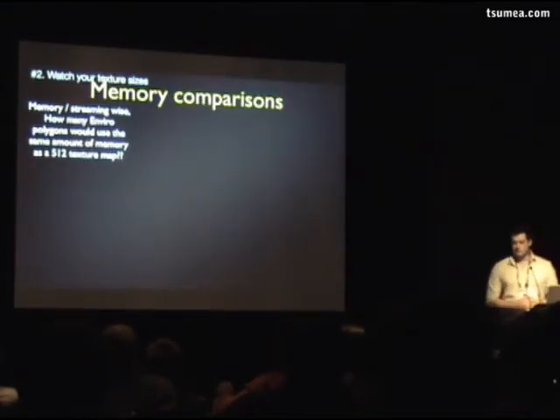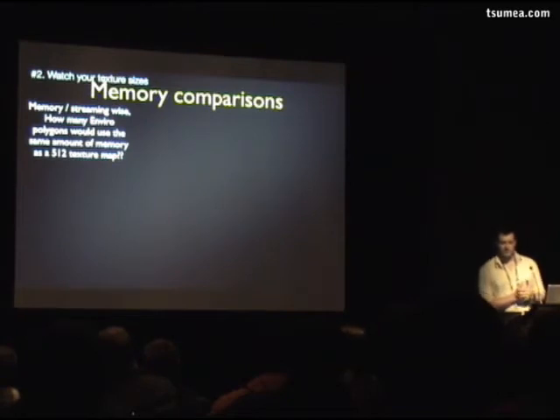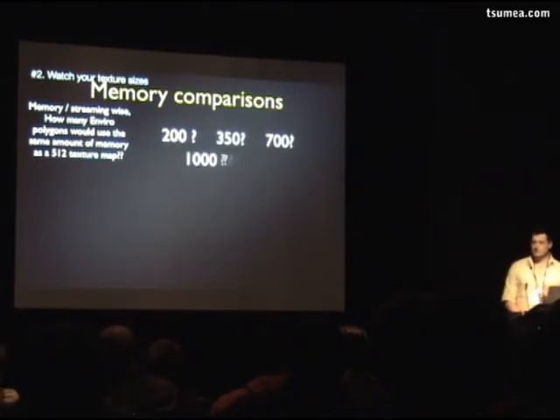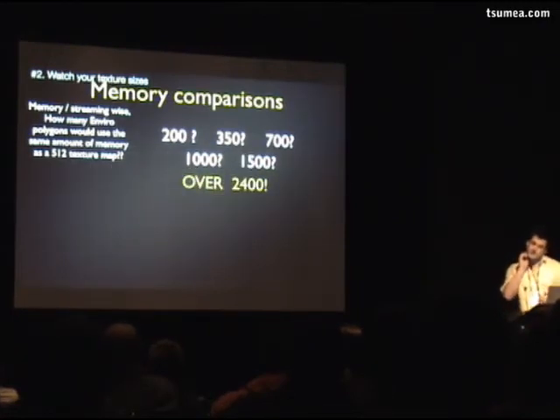Everybody seems to be going crazy about normal maps, and I love them, but you have to think about what they cost. So here's a question: how many environment polygons use the same amount of memory as a 512 normal map? This isn't a character case, this is an environment case. Just think about that. How many polys for one 512 normal map? You know, 200, 350, 700? Is it as many as 1,000 polys? Would you rather have 1,000 polys or a 512 map? 1,500? It's about 2,400.